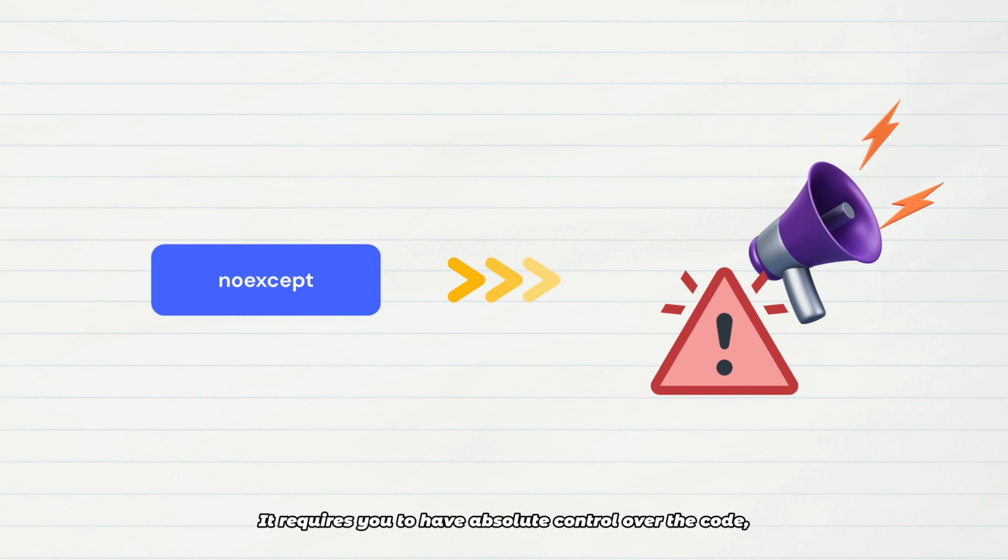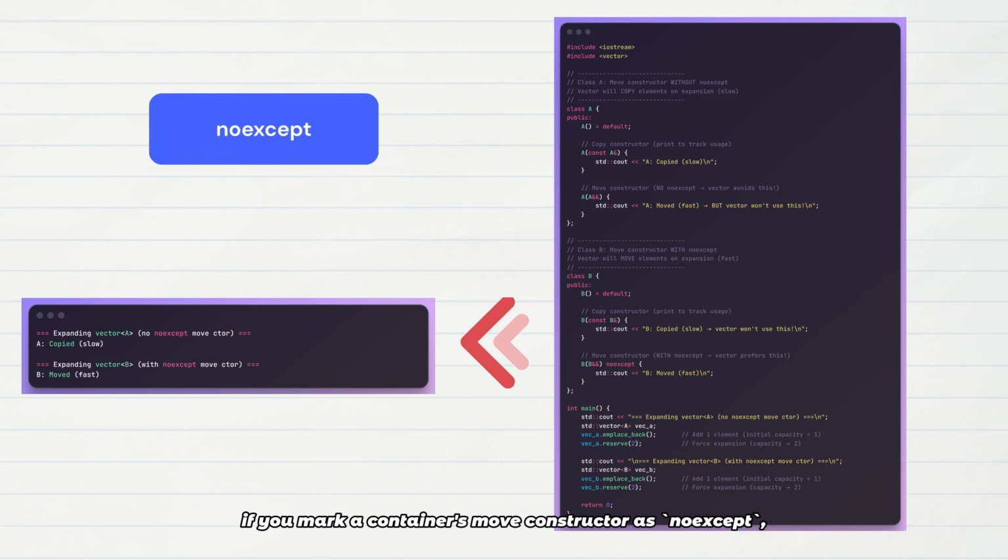It requires you to have absolute control over the code, knowing exactly where failures are impossible and which failures are unrecoverable. Of course, that doesn't mean noexcept is completely useless. For example, if you mark a container's move constructor as noexcept, the container will choose a more efficient move operation instead of copying during expansion, resulting in better performance. So its value is scenario specific, not absolutely useless.